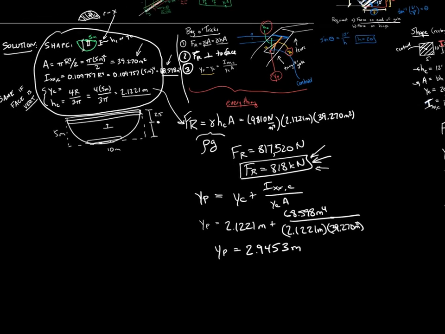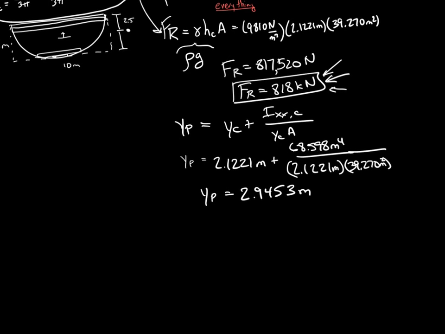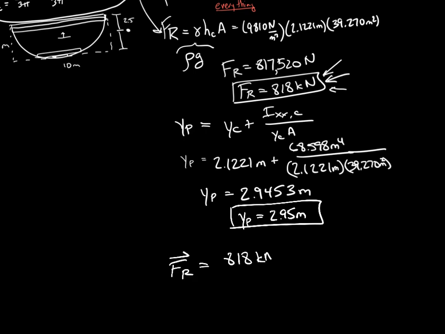Keeping 5 significant digits, 2.9453. If we were working with it, we would use this number. But if we're just reporting it, I would say yP equals 2.95 meters from the surface. So basically, your answer would be FR equals 818 kilonewtons perpendicular to the wall, at 2.95 meters below the surface.